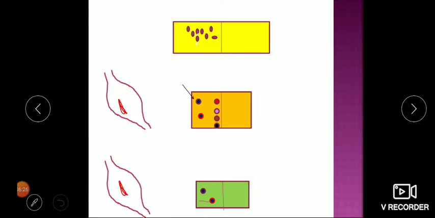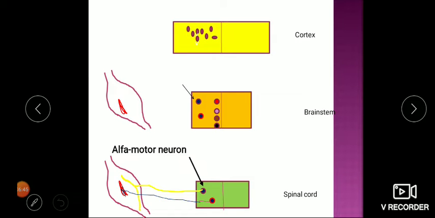Now this is a schematic diagram showing the tracts and the neurons. This is the brainstem, cortex, and our spinal cord. So here you can see in the spinal cord, this is the neuron which is supplying the extrafusal fiber. So it is called the alpha motor neuron. And the other one which is supplying this red structure, which is a muscle spindle, is called the gamma motor neuron. So both of these neurons are supplying the muscle.